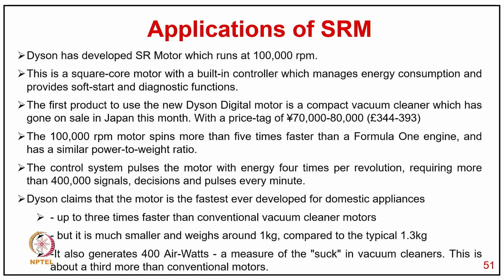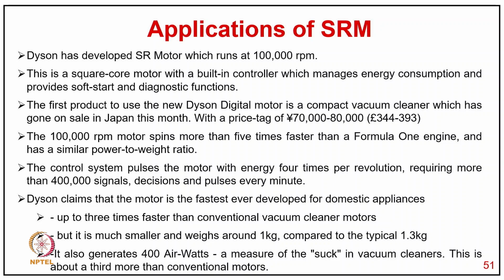Now Dyson has developed an SR drive which runs at 100,000 RPM, and this is a square core motor with a built-in controller which manages energy consumption and provides soft start and magnetic functions. The first product to use the new Dyson digital motor is a compact vacuum cleaner which has gone on sale in Japan this month with a price tag of 70,000 to 80,000 yen.